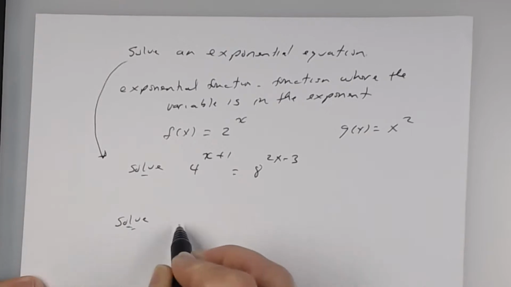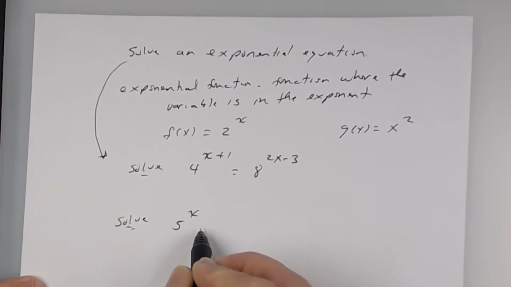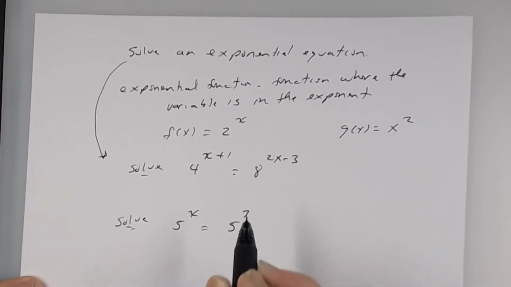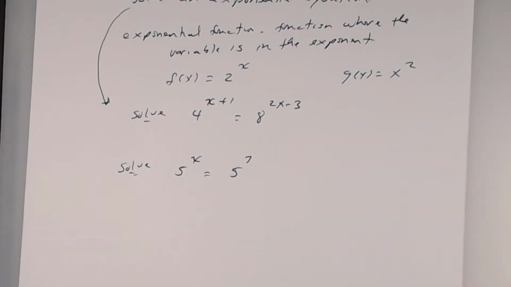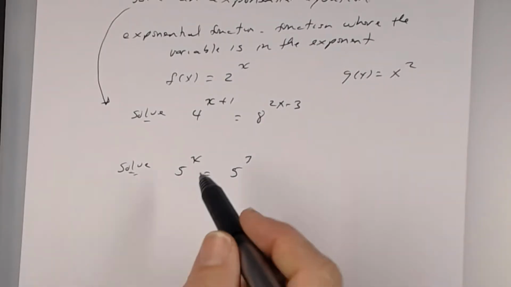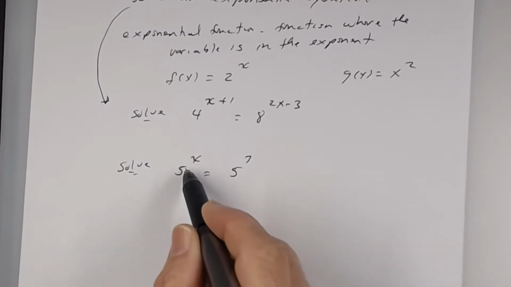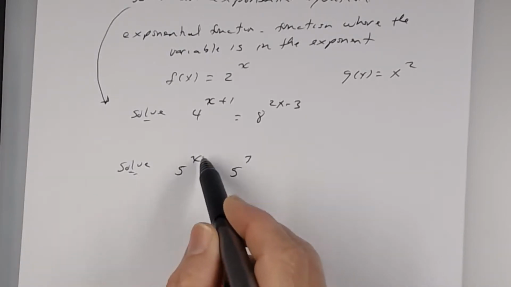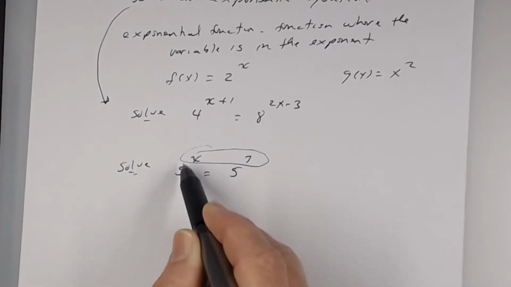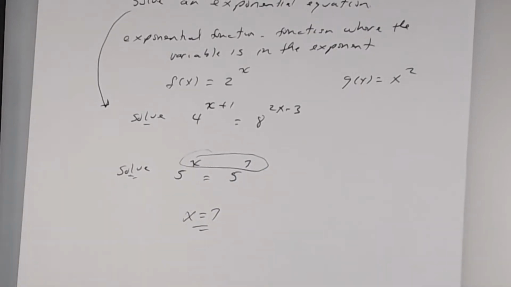Solve this. Suppose I have 5 to the x power equals 5 to the 7th power. If 5 to the x equals 5 to the 7th, and remember when I say solve, I'm asking you to solve for the variable x. What must x be in order for those two sides to be equal to each other? 7. X must be 7. So if 5 to the x equals 5 to the 7, then x must equal what? 7. There's your solution. X is 7.